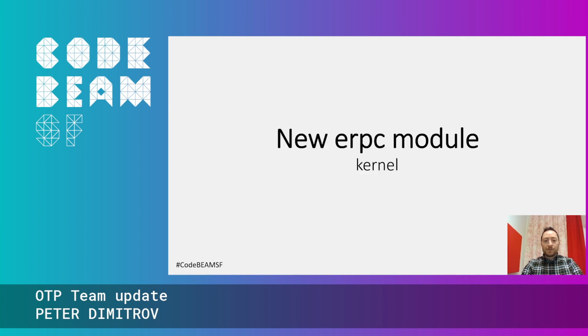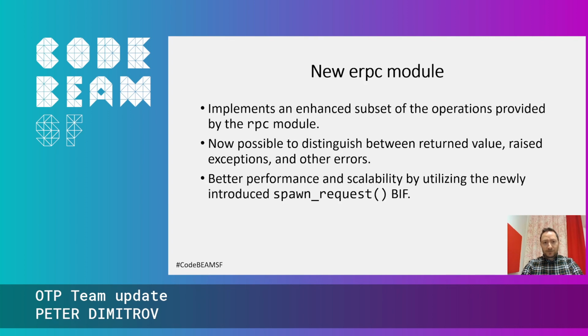New ERPC module. The ERPC module implements an enhanced subset of the operations provided by the RPC module, enhanced in the sense that it makes it possible to distinguish between return value, raised exceptions, and other errors. ERPC has better performance and scalability than the original RPC implementation. This is by utilizing the newly introduced spawn request BIF.